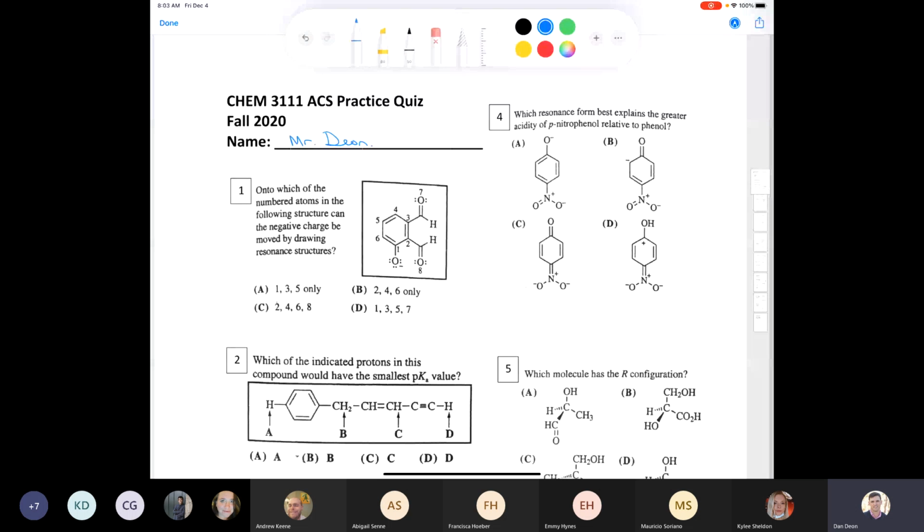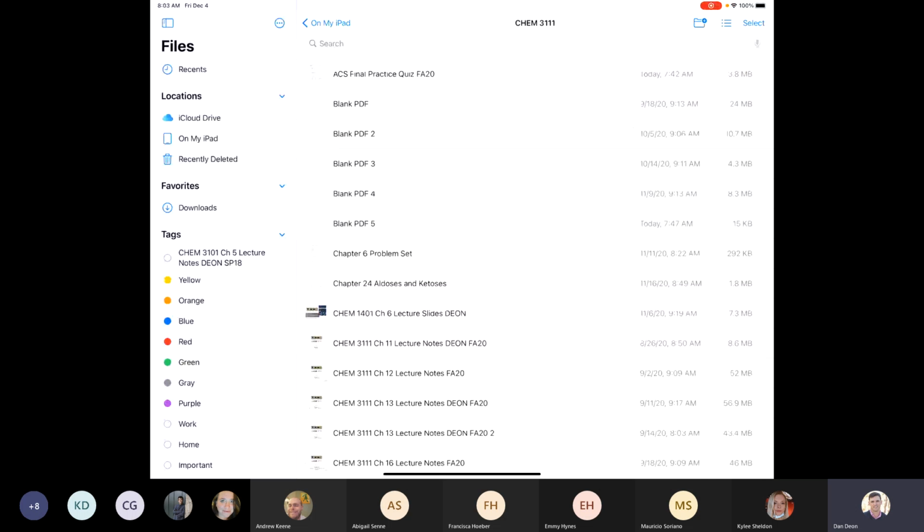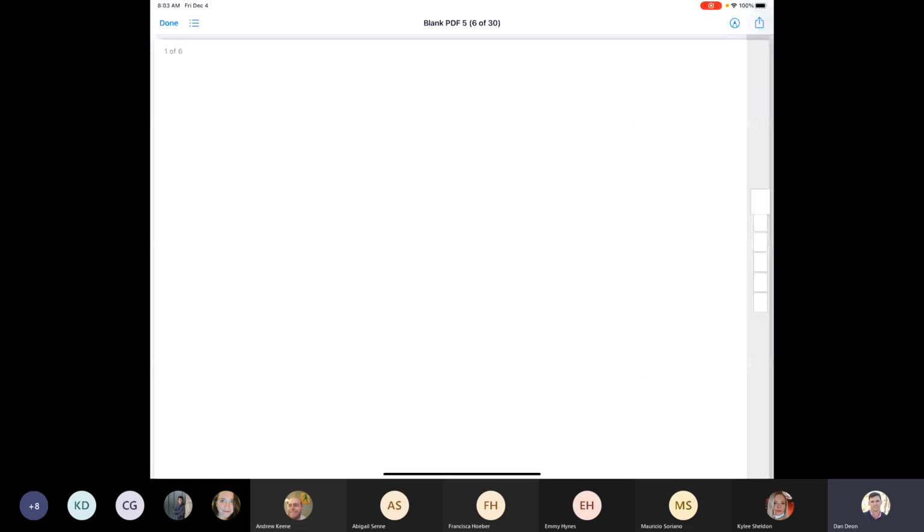Okay, well, question number 1: onto which of the numbered atoms in the following structure can the negative charge be moved by drawing resonance structures? So we have numbers for all the carbons and the oxygens, and we just want to see where this negative charge can be delocalized. So basically, this question is about drawing resonance structures, right? Can you draw effective resonance structures? Well, let's try drawing them out ourselves. So this is the first question.